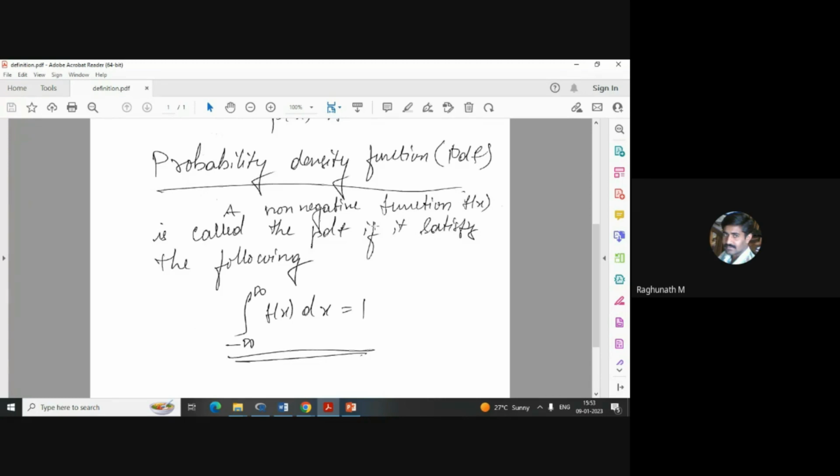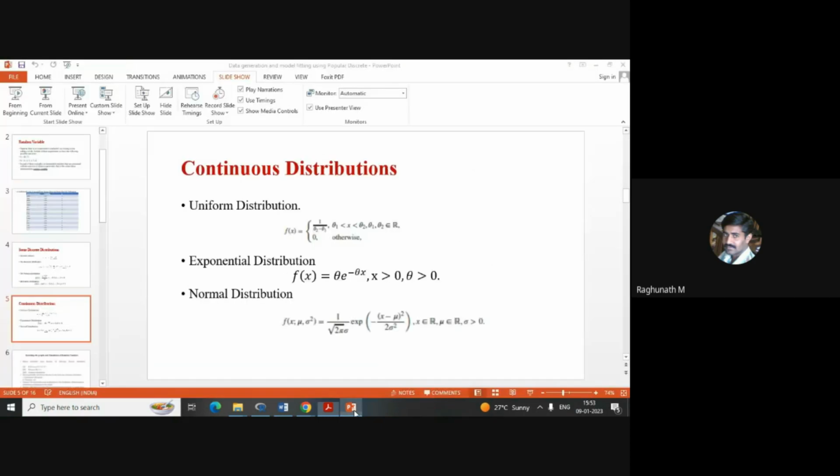A non-negative real valued function f of x, small f of x, is called a PDF if it satisfies this condition. Remember, this is a real valued, non-negative function. If the total integral over the entire range, minus infinity to infinity, or whatever values are taken by that random variable, is equal to 1, then we call this function f a probability density function, or simply a density function. So this is the definition. I will be sharing this material later in due course.